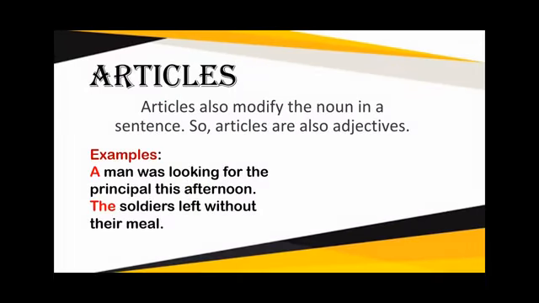Remember when we treated word classes, parts of speech, I explained to you that articles function as adjectives, okay? They modify nouns in a sentence. You can see it in this example. A man was looking for the principal this afternoon. A is an article. The soldiers left without their meal. The is an article. They are both modifying nouns in these sentences. Of course, they are functioning as adjectives.